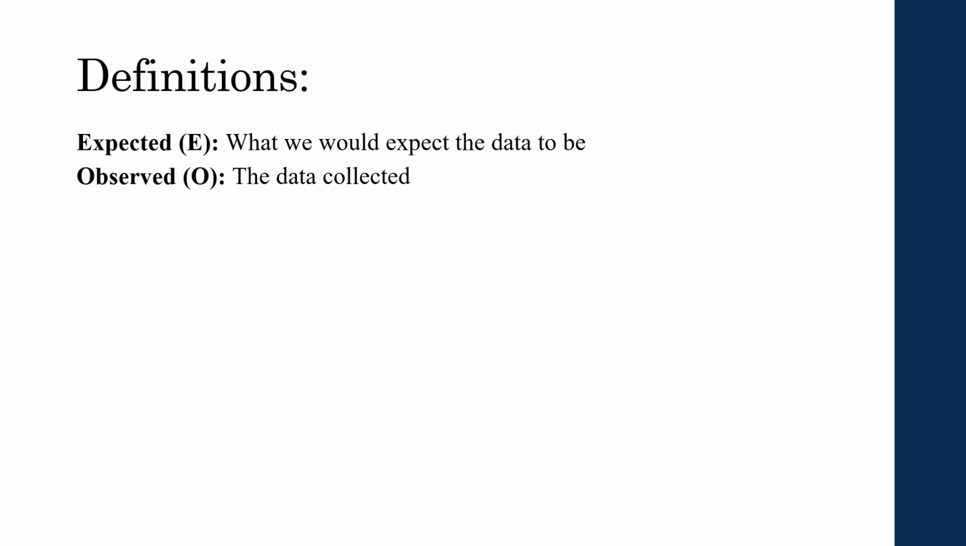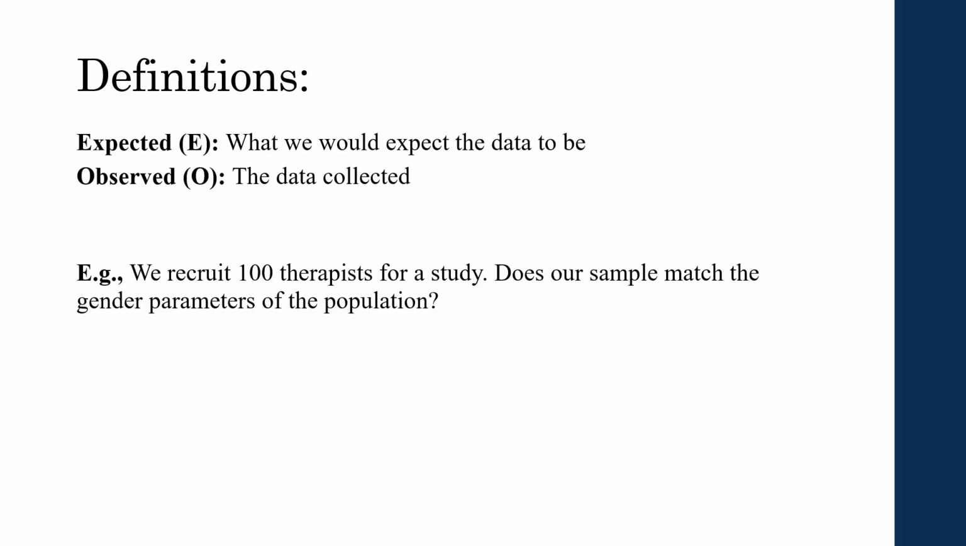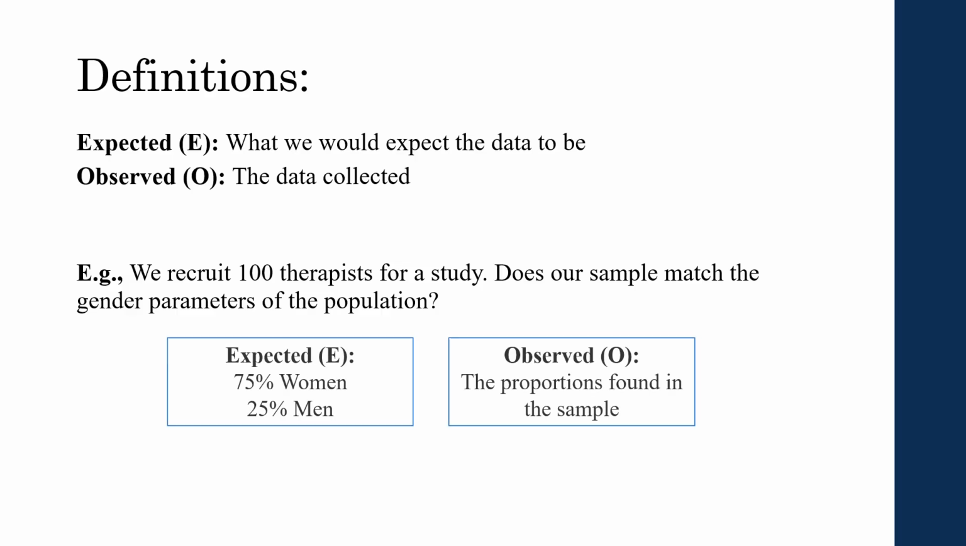For instance, say we want to run a study on therapist behavior, and we want to generalize it to the population. One of the questions we might ask is whether or not our sample of 100 therapists matches the gender parameters of the population. So, based on previous research, we know that about 75% of therapists are women and about 25% are men. We would expect that with random sampling, our data will match these proportions. The observed values are the data we collect. Does our data match these expected values? Or did we recruit only men for our study, which may indicate some concerns with generalizability?